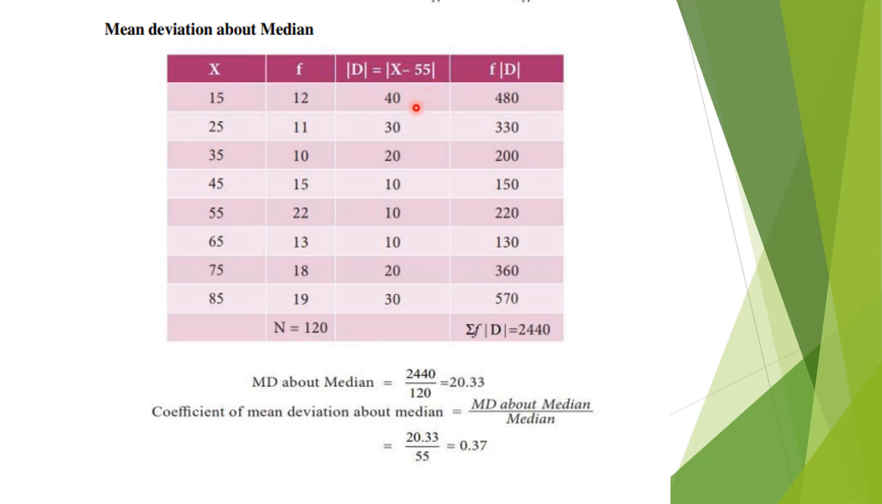After that we will find the coefficient of mean deviation about median. So mean deviation about median upon median. This is the formula of the coefficient of mean deviation about median. The numerator is 20.33, which we have already found, and the median is 55, which gives the answer 0.37.